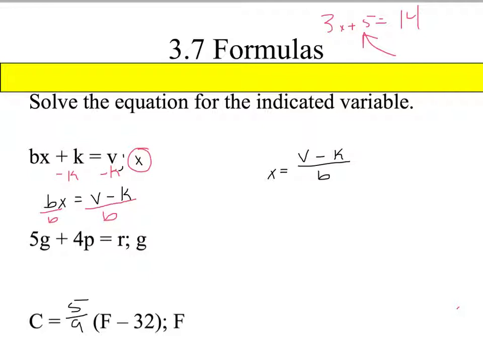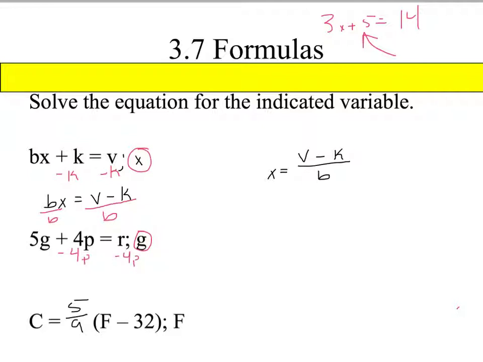Alright, so this one, we're solving for g. Now just like we did in the one above, I want to get rid of everything on one side of the equation, because I want to have g all by itself. So the very first thing I'm going to do is subtract this 4p.